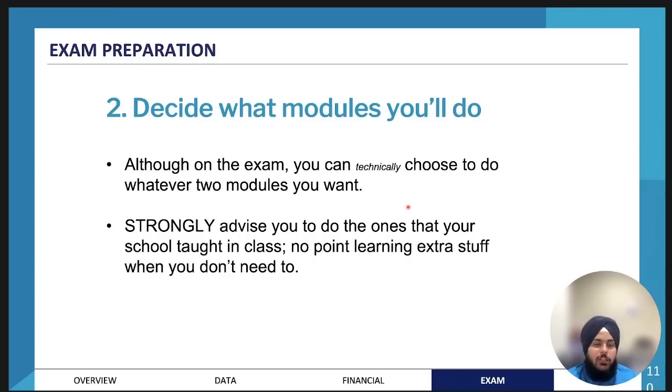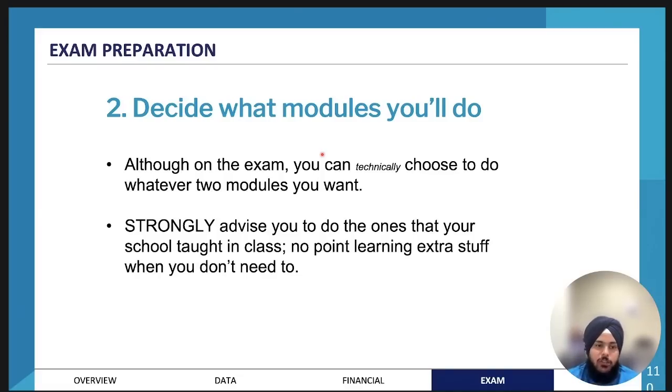Thirdly, when you start doing practice exams, work out what modules you'll be doing first. Not the 2 modules you choose, but which modules you're going to do first. So if you're really strong with data, you might start with data first, or if you're really familiar with matrices, you might start with matrices, but work that out as soon as possible.